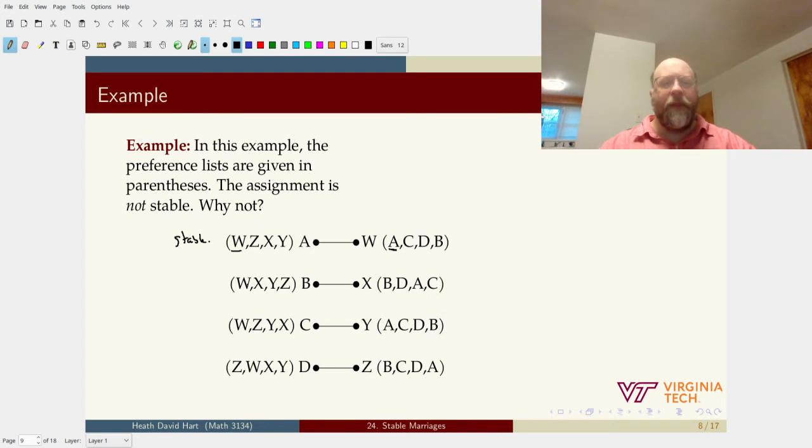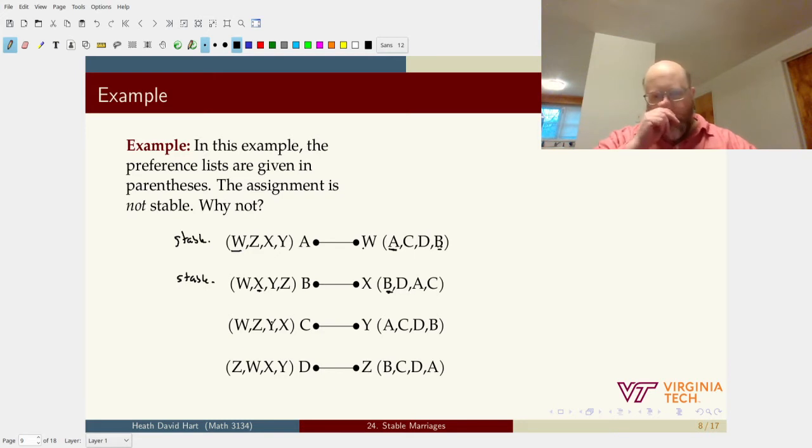B and X, X got her first choice. B did not get his first choice, but W preferred A over B. In fact, B would have been W's very last choice. And so B got his second choice, but is going to basically have to put up with that, because B has no hope of getting W to leave A for him. So that's the idea. So this is also stable. All right.